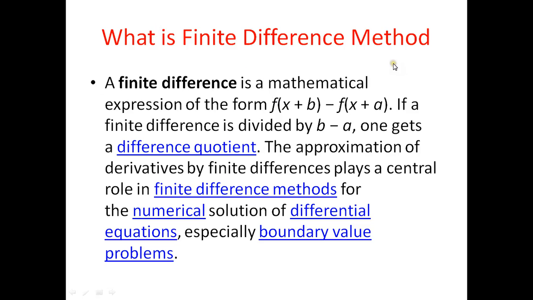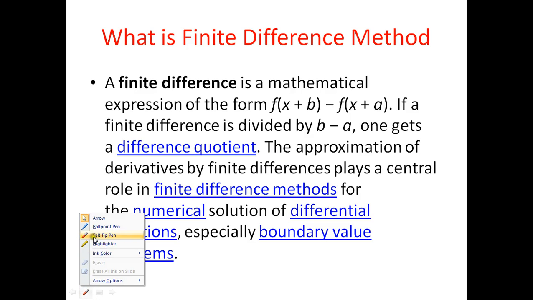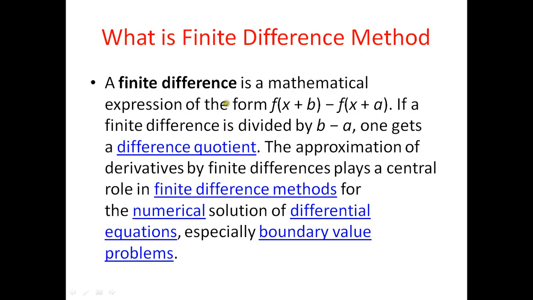So what is the finite difference method? A finite difference is a mathematical expression of the form f(x + b) minus f(x + a). I'm going to help you understand what this means. If a finite difference is divided by b minus a, one gets a difference quotient. The approximation of derivatives by finite differences plays a central role in the finite difference method. Here, the approximation of derivatives is a very important thing.